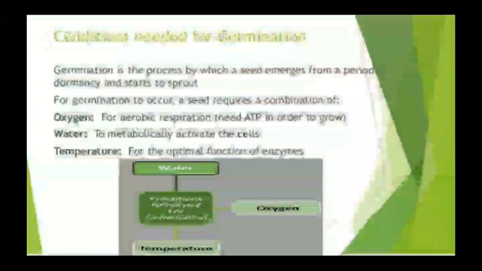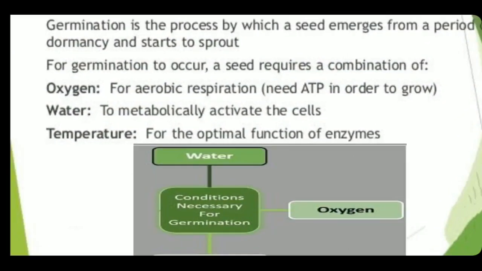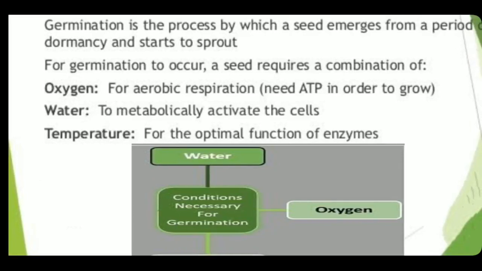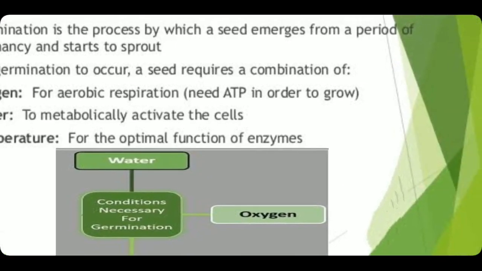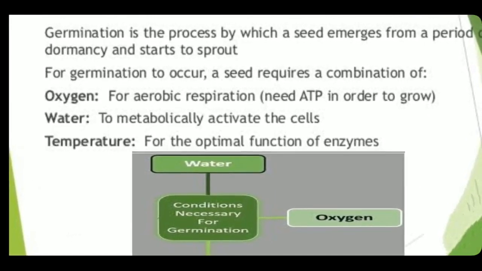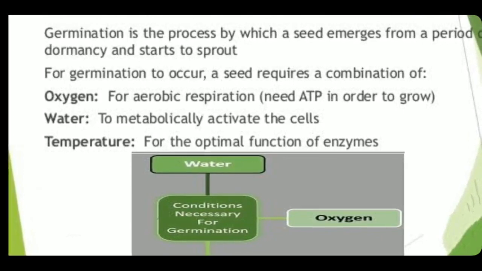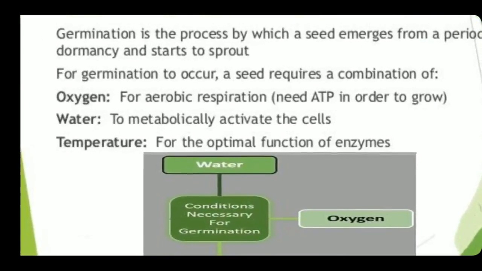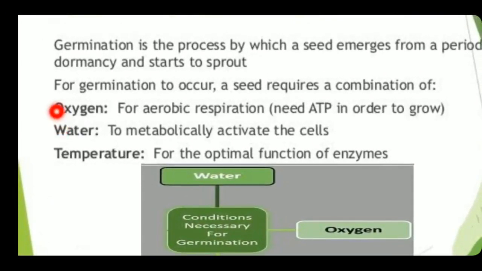So about conditions, we have already discussed that there are different conditions which are required for the seeds to germinate. These are necessary conditions. What are these? Oxygen, water, and temperature. Do you know about germination? It is the process by which a seed emerges from a period of dormancy and starts to sprout, and then develops into a seedling. For that, it needs these three factors: oxygen, water, and temperature.